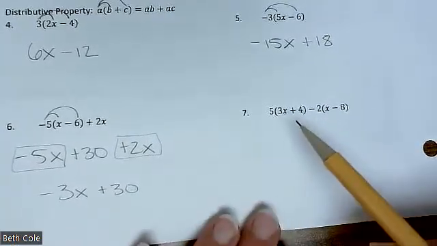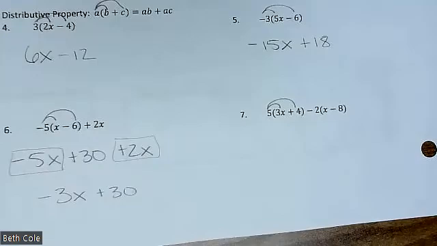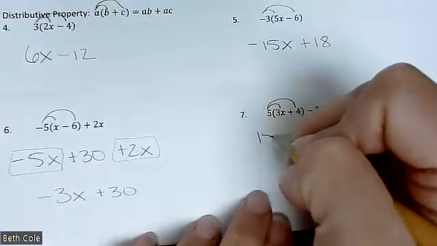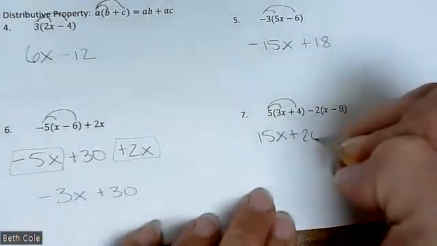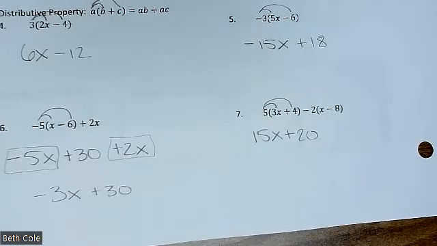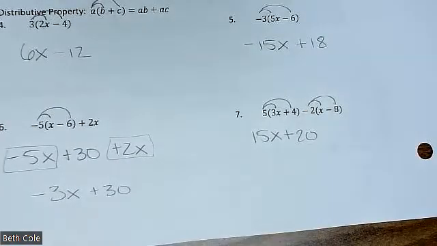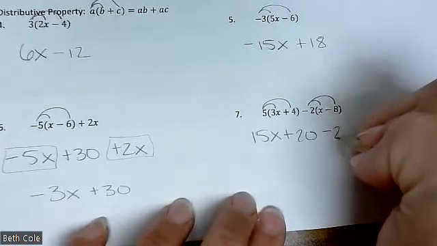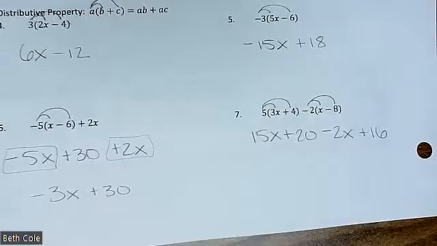All right, and then this one's a little bit longer, but I believe in you. We're going to distribute the 5. So what would we get if we distribute a 5? If you answered it already, that's fine, but flip back because I want to make sure your answer's right. So 15x, good, plus 20, awesome. The second part, you're distributing not a 2, but a negative 2. So just be really careful. That would give you negative 2x and then plus 16, perfect.